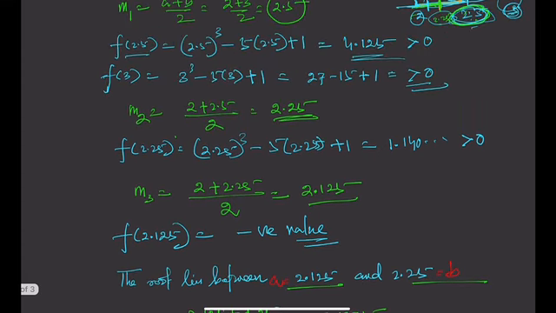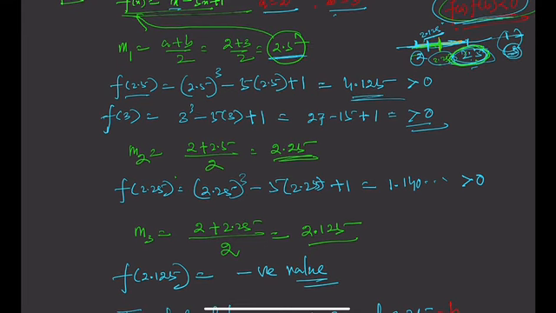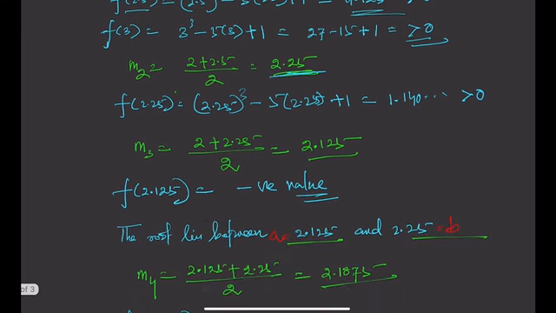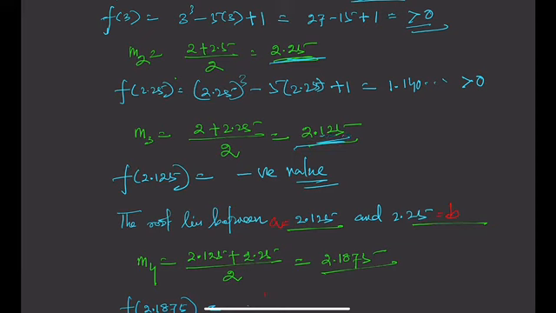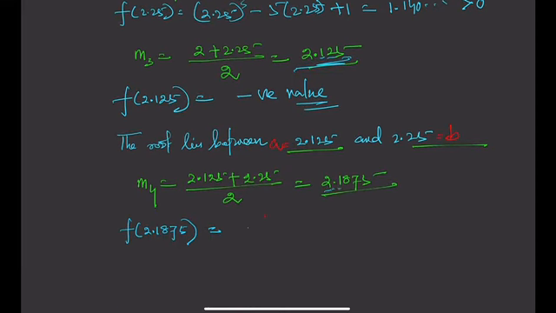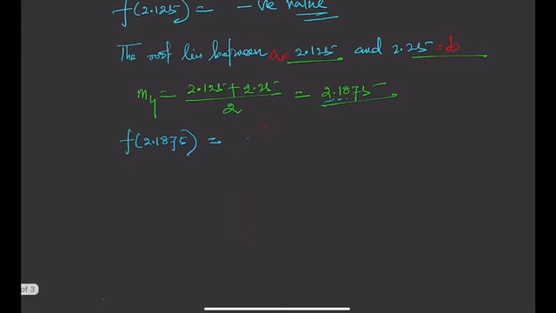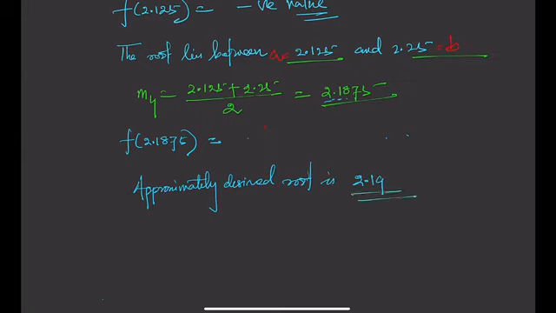See, first answer is 2.5. The second answer is 2.25, but the third answer is 2.125. Again here it is repeating, 2.1 is repeating, but 875 is not repeating. Next you will find whether this thing will become negative or positive. So the approximately desired root is 2.19. Okay, see 18 means it is going to be 19 because the next digit is 7, it is greater than 5.